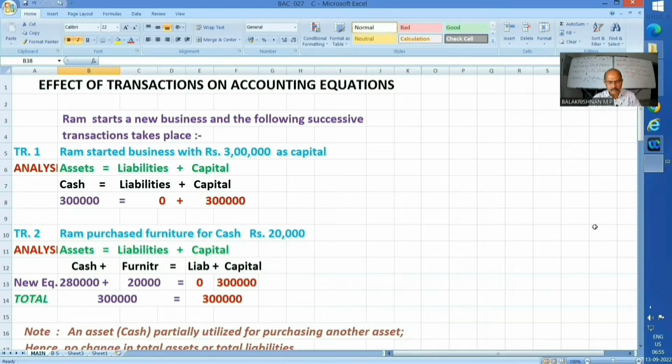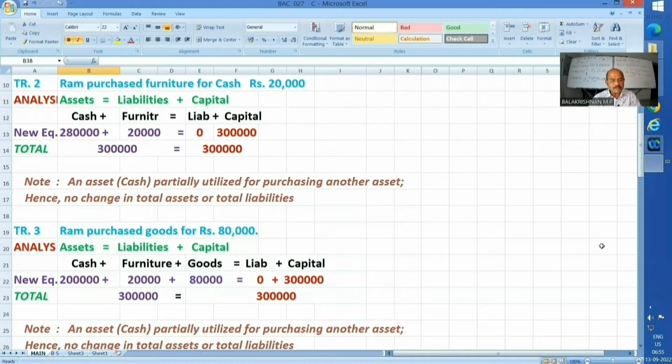Liability is zero. There is no external liability at this moment. So cash 3 lakhs is equivalent to capital 3 lakhs. So total assets are equivalent to total capital. Now, next one.